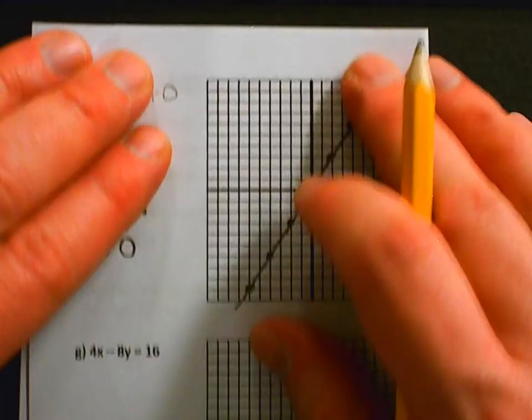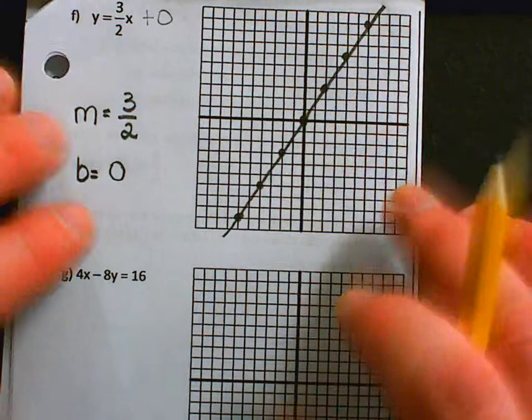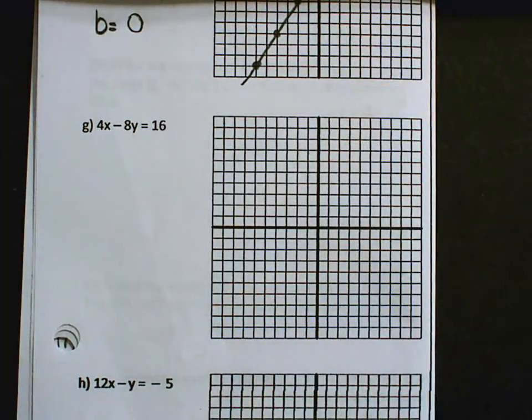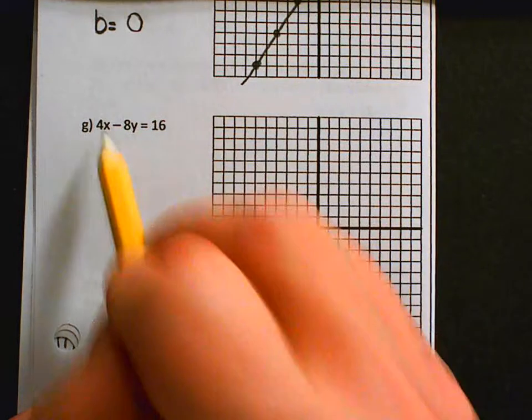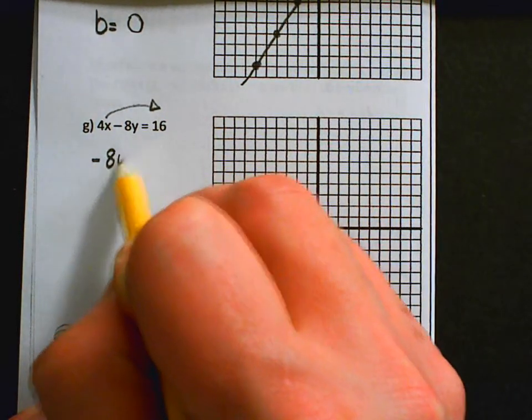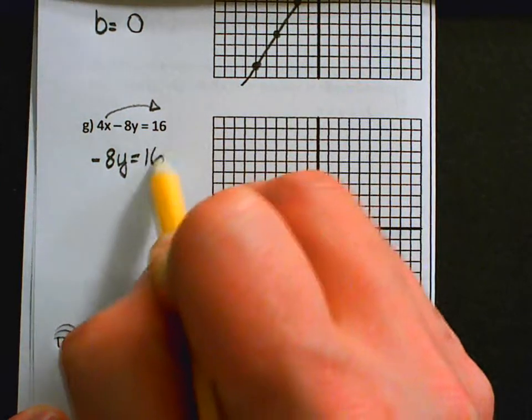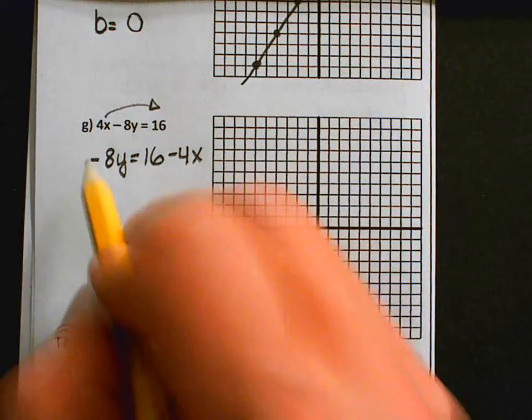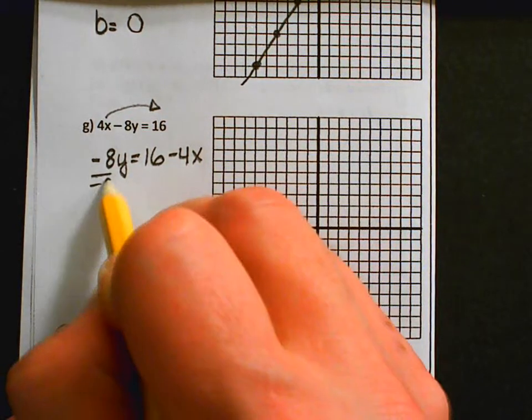Very well. Now we'll go on to the next problem, and if you notice, we have something different. The y is not alone. It is very important that the y be alone for us to be able to do the graph. We cannot do the graph until the y is alone. So in order to get the y alone, I'm going to send that 4x to the other side. So this would be negative 8y equals 16 minus 4x. Now how do I get the y alone? I'm going to divide by negative 8.